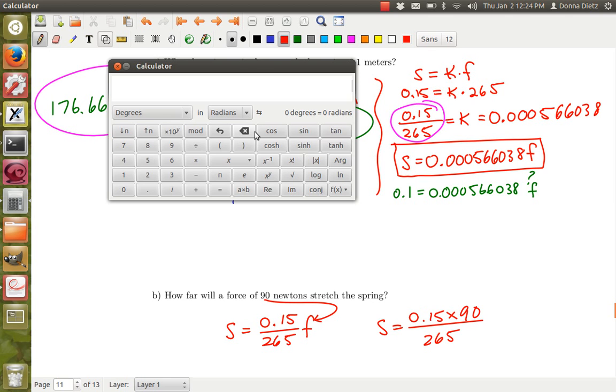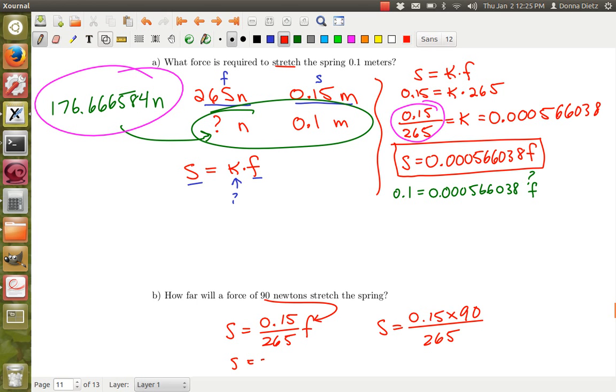Again, you could just use ratios, and that's totally fine by me. And that would be 0.0509. And you're like, wow, that's really small. But we're talking meters, we're in the metric system. So it's really about 5 centimeters.